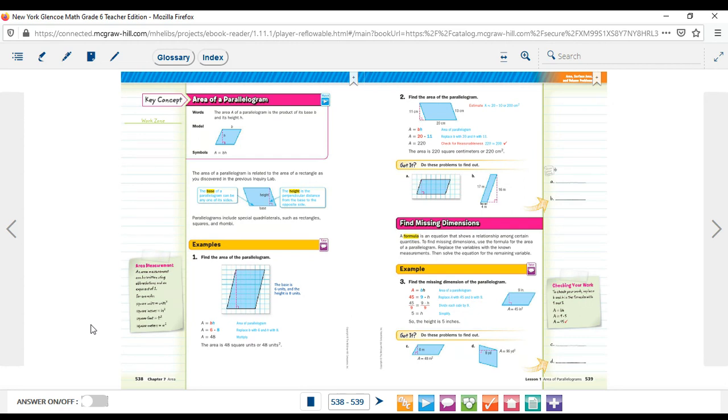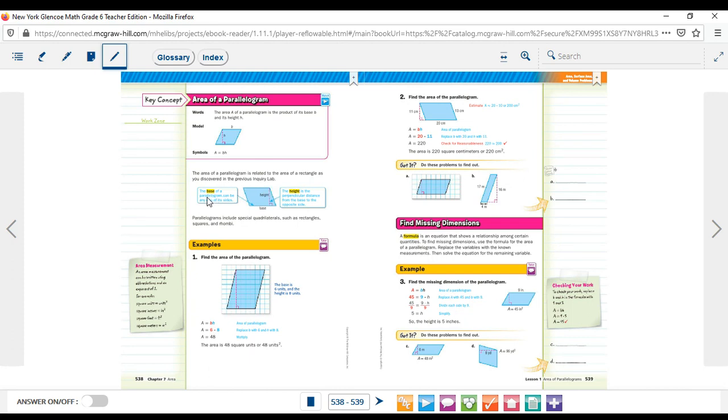So very simple. Area of a parallelogram is the same formula as the area of a square and the area of a rectangle because it has 4 sides. Okay, 2 sides are parallel, 2 sides are parallel. So it's really just A equals B times H. Okay, area equals base times height. The area of a parallelogram is related to the area of a rectangle as you discovered, well, it says as you discovered in the previous inquiry lab, which we actually didn't do.